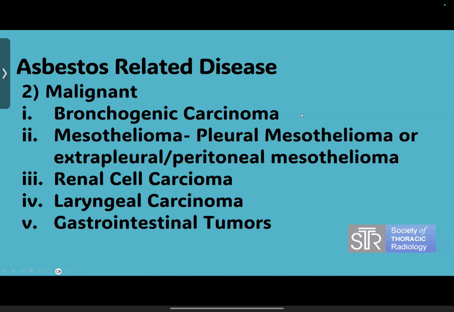Okay, so what about asbestos-related other disease, malignancy? Bronchogenic carcinoma is one thing. The more famous one is mesothelioma. And other entities such as renal cell carcinoma, laryngeal carcinoma, and gastrointestinal tumors. Obviously, we're not going to go over the other ones as much as the first top two.